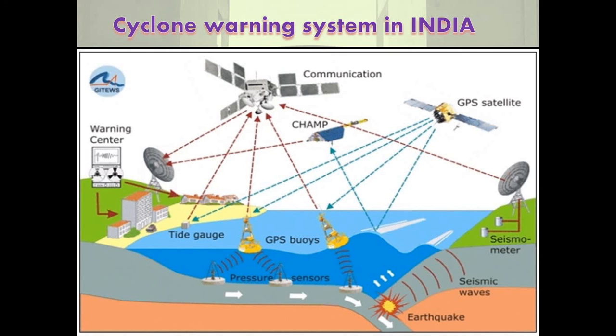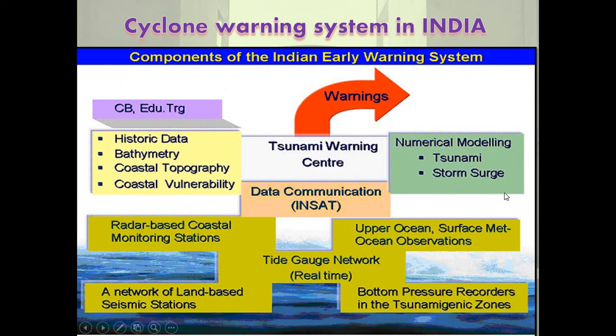Okay. So this is the cyclone warning system in India. These are the different components of India's early warning system. This is INSAT data communication. And the satellite is sending and receiving from the sea level to the satellite, and from the satellite to the warning centers.